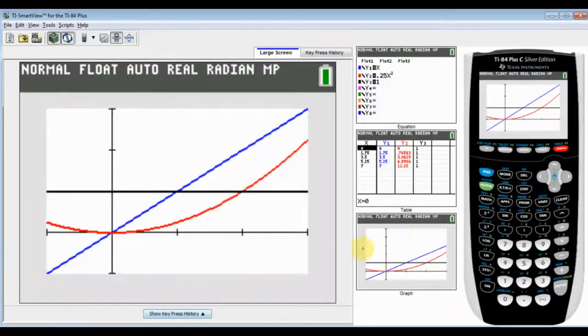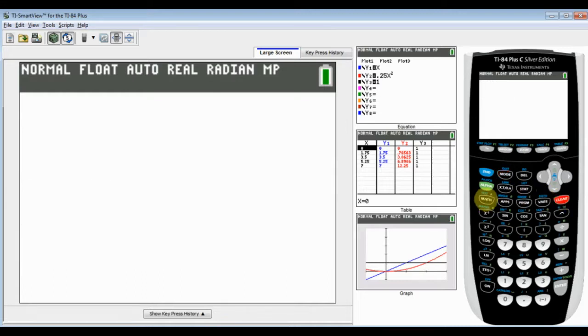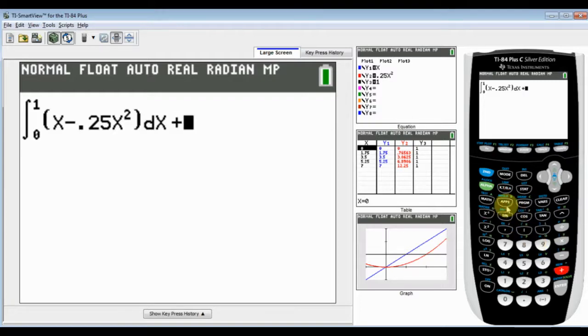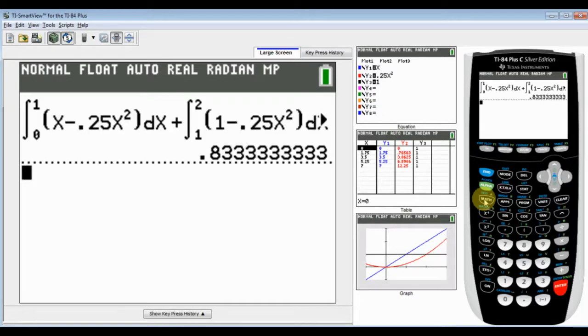Okay, let's do this on the calculator. I'm going to integrate from 0 to 1 of x minus 1/4 x squared, dx, plus the integral from 1 to 2 of 1 minus 0.25 x squared, dx. 5/6.